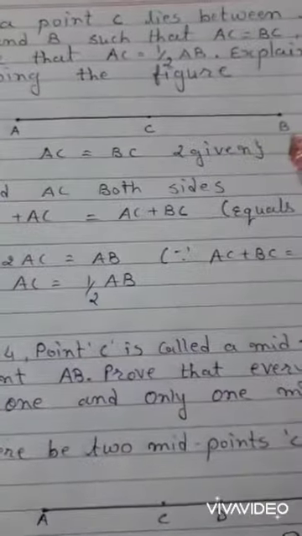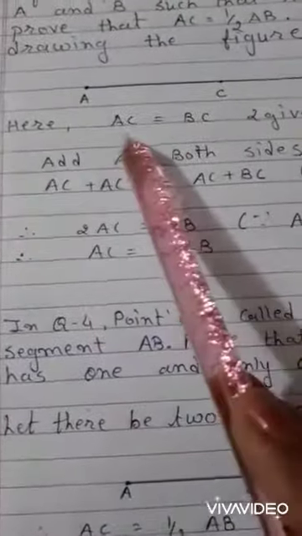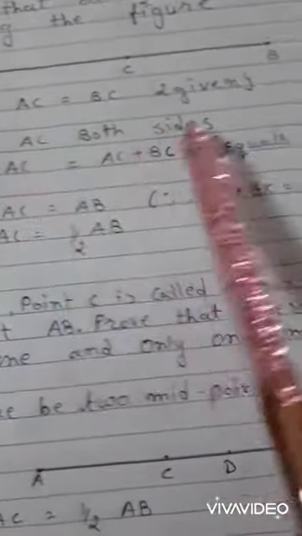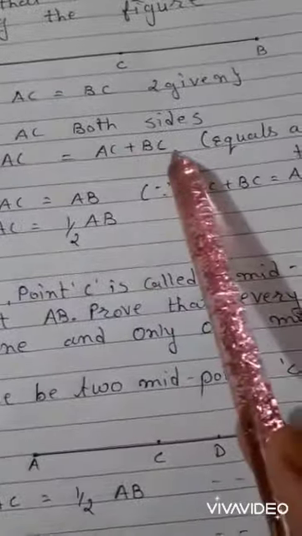First, here we draw the figure. Here is a line AB and C is in the middle. So here AC is equal to BC is given. Add AC both sides. Now AC plus AC is equal to AC plus BC.